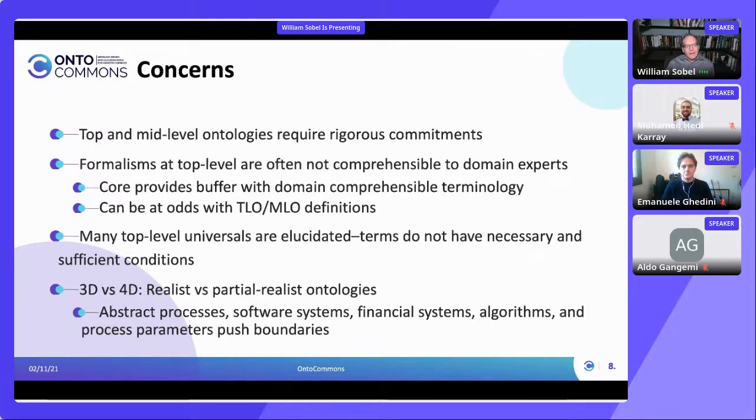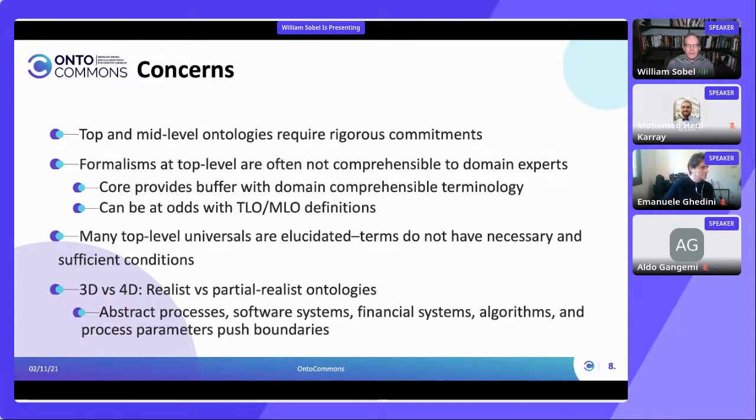So with these top level ontologies, what we found is that top and mid-level ontologies require a lot of rigor and formalisms that are often not comprehensible to some of the working groups. And we can buffer that. We can make them comprehensible by also adding additional labels to some of the terms, so that things like continuant, specifically dependent continuant, generally dependent continuant, some of these terminologies that are used within the top levels are renamed or redefined or relabeled for the domain experts and the domain people so that they can understand what we're trying to get at and what is actually being conveyed by some of these top level abstractions.